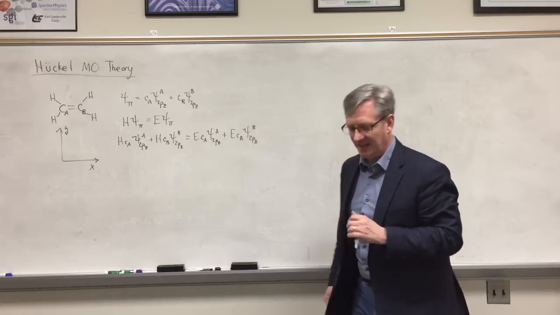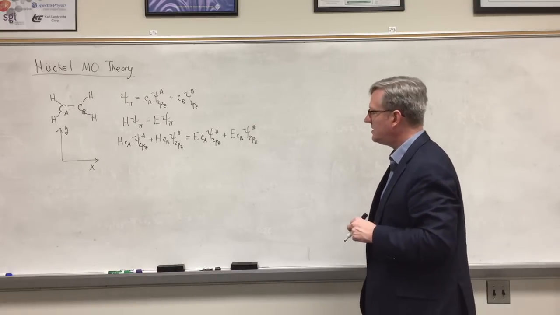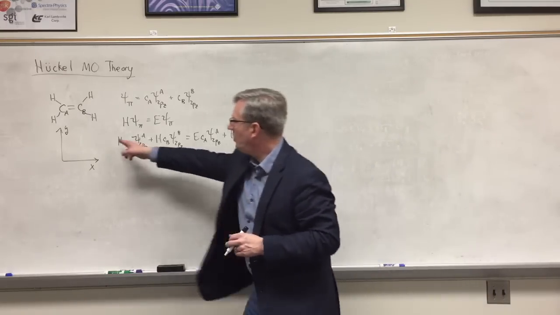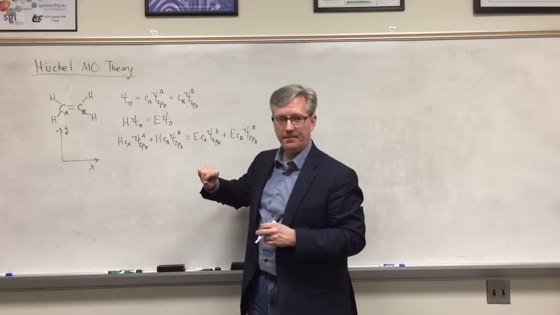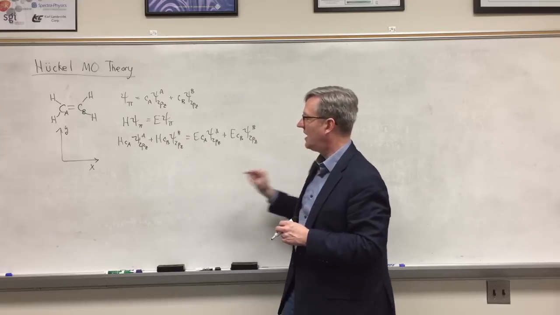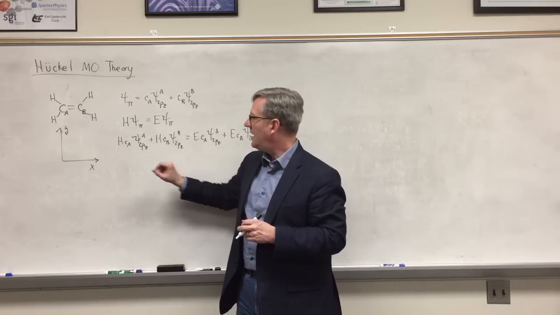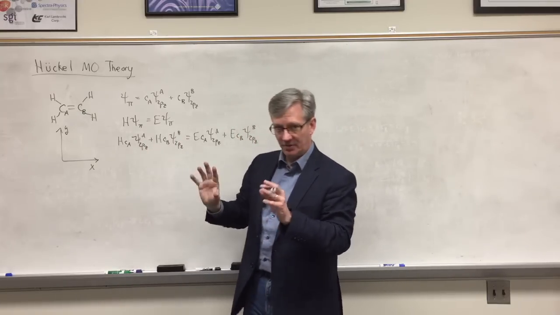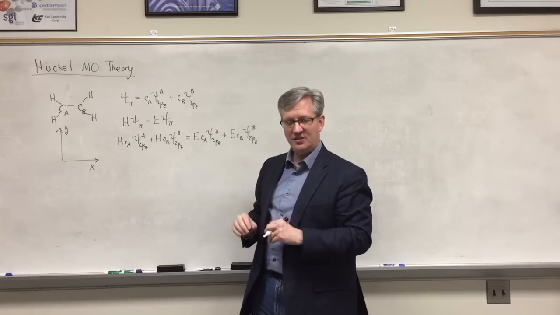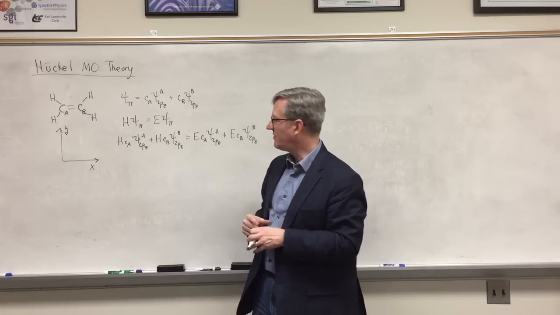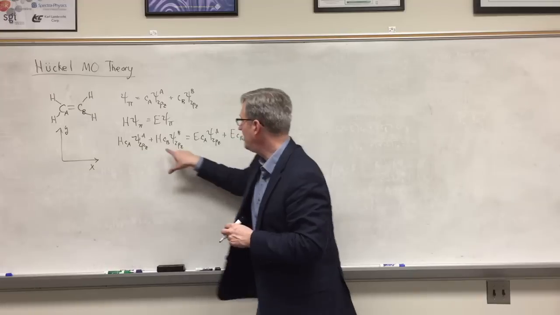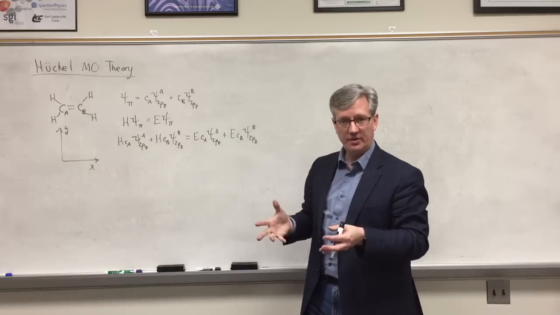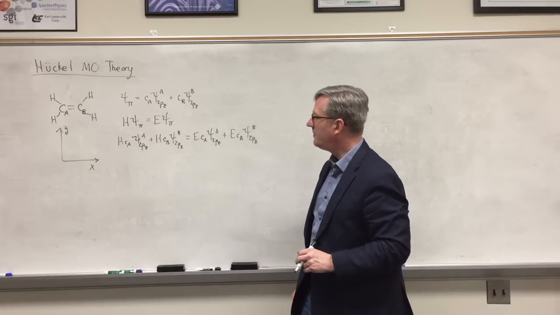Now how am I going to find them? One way to do this would be to multiply this equation through on the left by psi 2pzA. I'm going to multiply the whole equation on the left side by psi 2pzA. I have to keep it to the left of the Hamiltonian because the Hamiltonian is doing things to the wave function on its right. It's taking derivatives of it, for example, so I can't just move it in and out. But the coefficients and the energies are just numbers, so they can be moved out all I want.